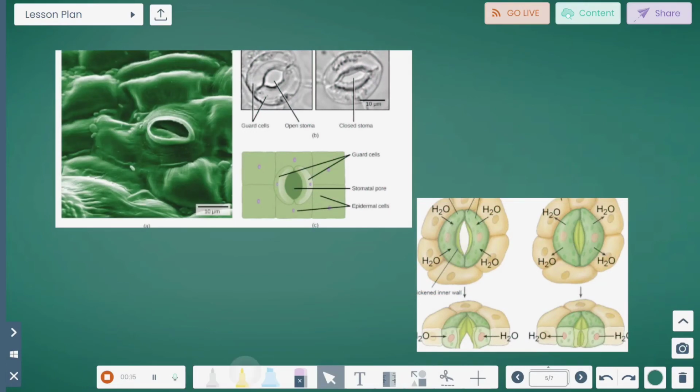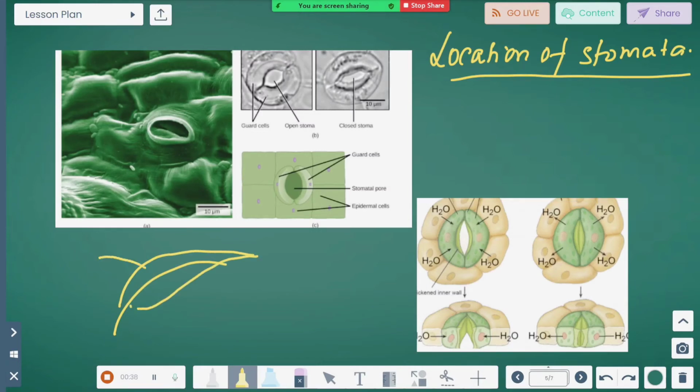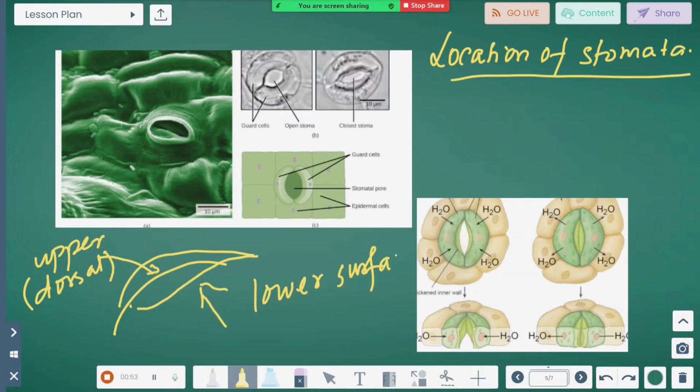Now generally, when we talk about the location of the stomatal apparatus, stomata is actually found on the surface of leaves, no doubt. So if you are asked where stomata is found, yes, it is found on the surface of leaves. But now the question is, the leaf has two surfaces. Suppose this is the leaf, so this side is your upper surface, or what you call the dorsal surface of the leaf, while the underside, just below, is called the lower surface. This is also referred to as the ventral surface of the leaf.